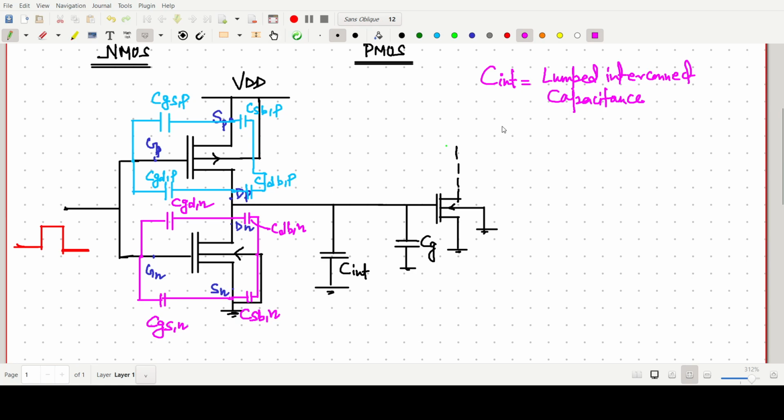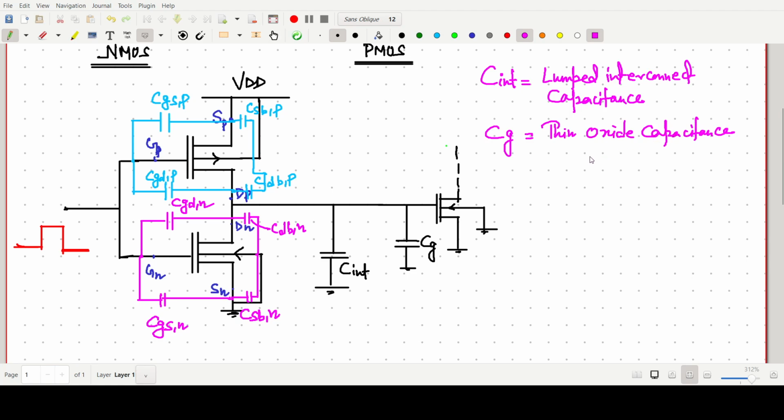Then there is one more capacitance that we have added, CG. CG is the thin oxide capacitance.